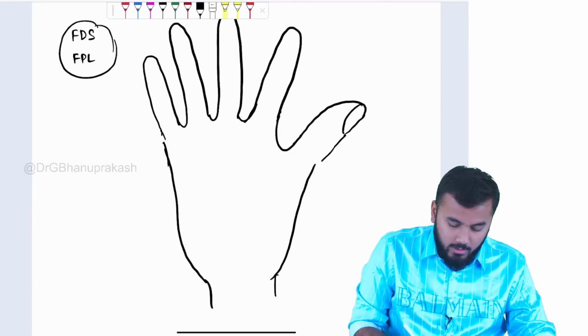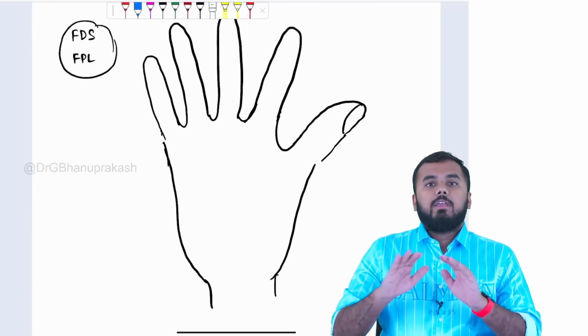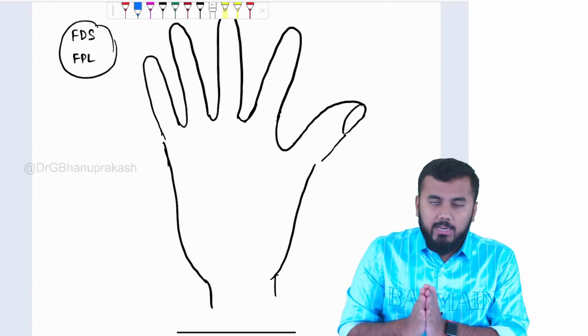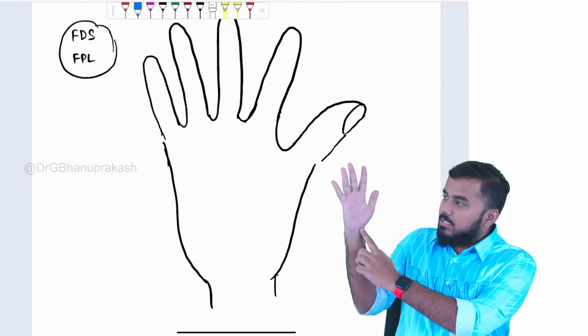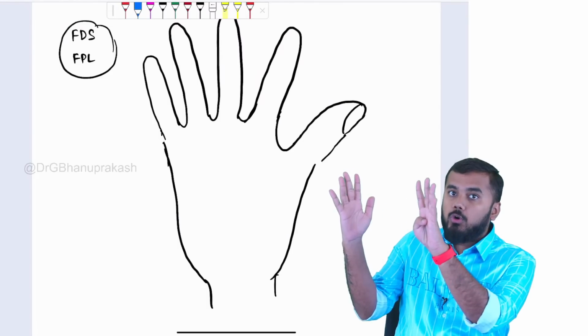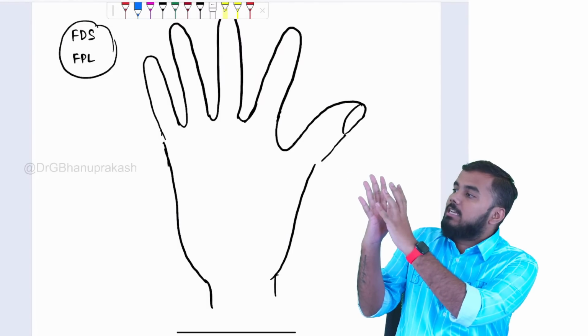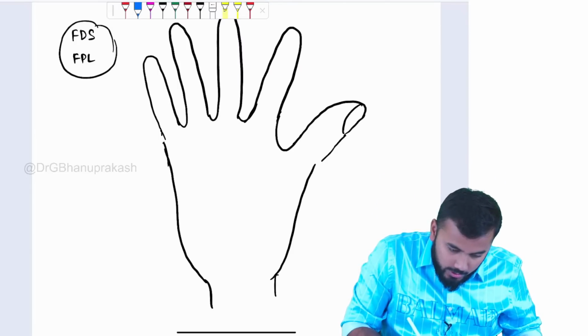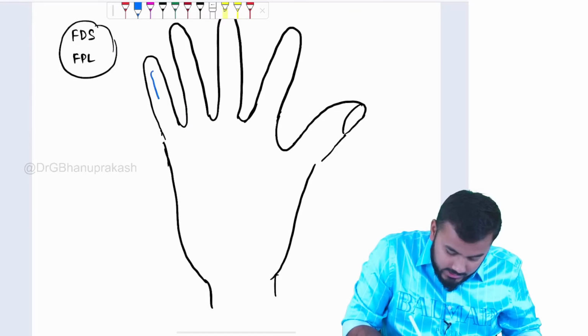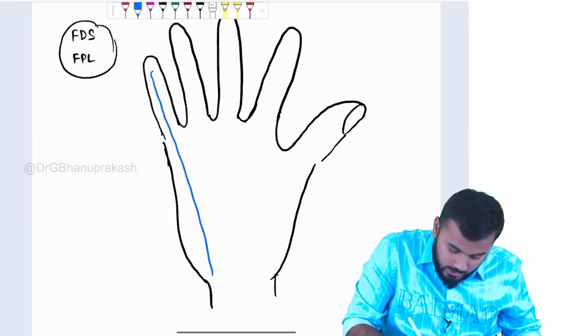This is your hand. Now, I told you that yesterday we have got flexor digitorum superficialis, right? So it starts here and all the way it comes here and it divides into four tendons and these four tendons get attached to your four fingers. So what I'm trying to draw now is that these are those four tendons.